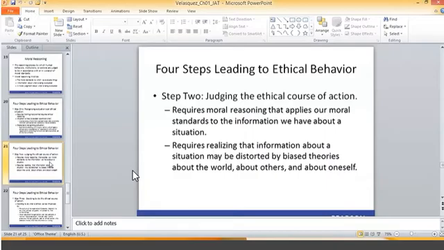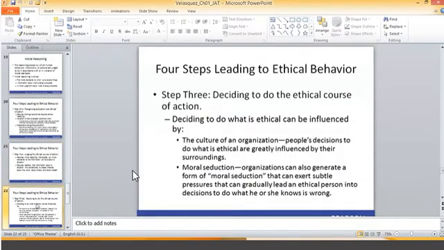You try to come up with the reasoning for why that situation needs to be identified, based on the moral standard, whether it's a moral standard or non-moral standard. So you make the judgment on that. That is the second step. The third step is deciding to do the ethical course of action. Now, the third step is that you have already identified, you have come up with a reason that there is an ethical issue.